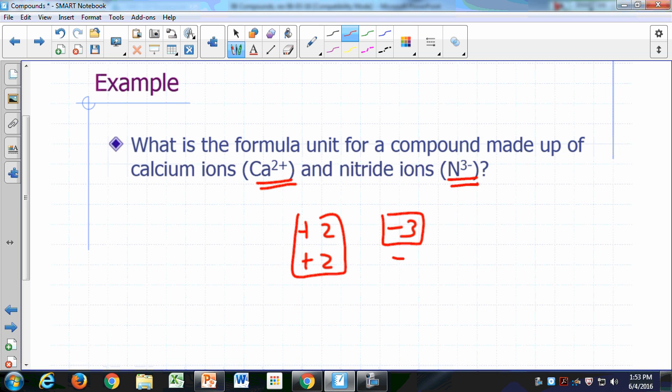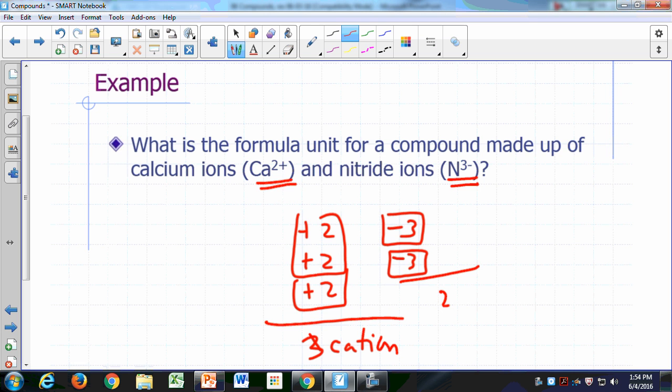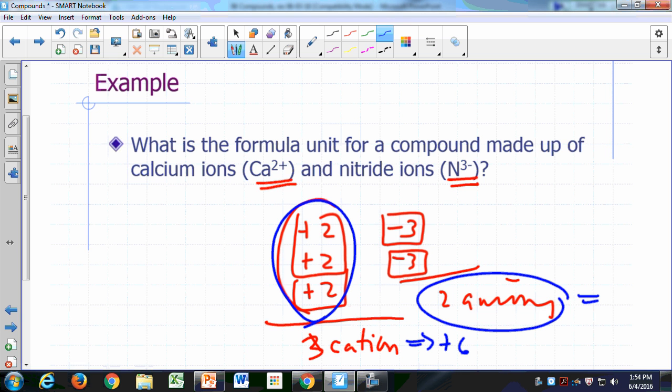That's still not going to add up to 0, right? Well, 2 anions and 2 cations, that's +4 -6. That's still not going to add up to 0, right? Another cation, you have 3 of the +2s, so you have 3 cations and 2 anions. This will give you +6. 3 cations would give you +6. 2 anions would give you -6. So the simplest set of ions that will have a total charge of 0 would be 3 cations, right? And 2 anions.